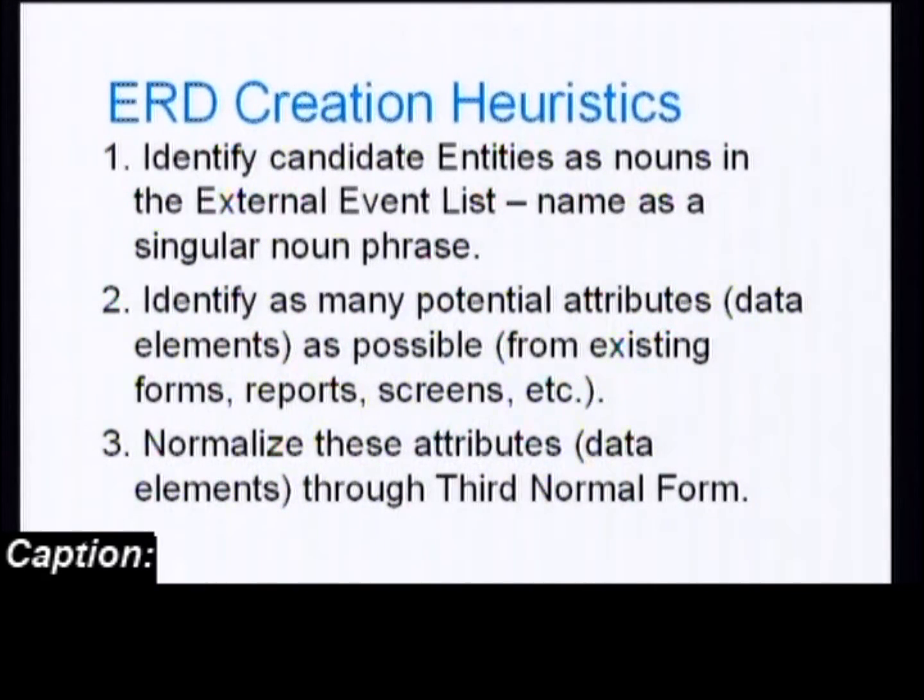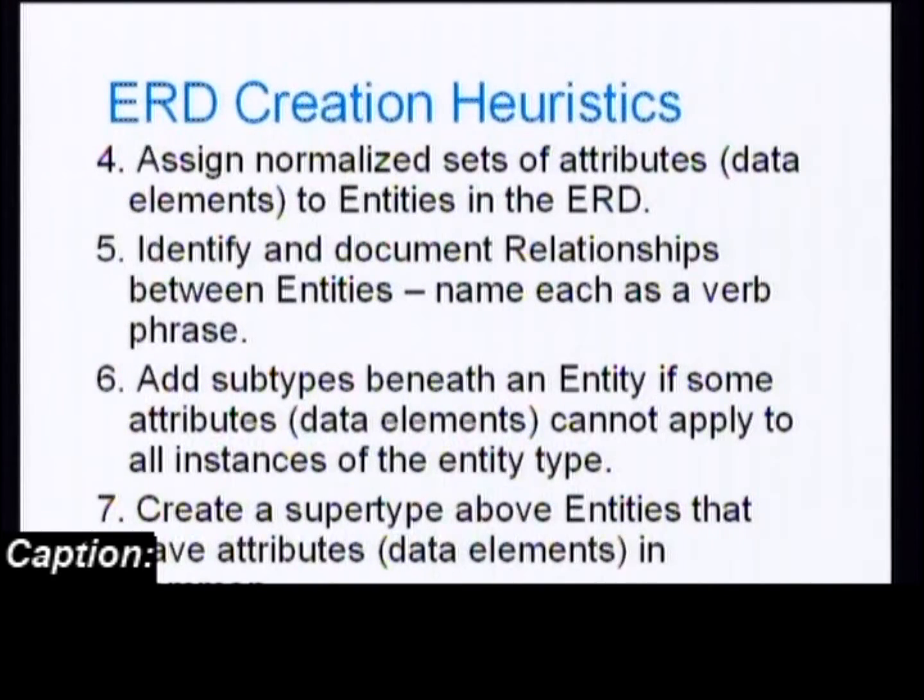We will then normalize these attributes, and again, we will talk about that in detail shortly, through what we call third normal form. We will assign normalized sets of attributes, data elements, to entities in the ERD. Then we will identify and document relationships between entities. Name each of these as a verb phrase. We will add subtypes, if there are any, beneath an entity if some attributes cannot apply to all instances of the entity type. We will create a supertype above entities that have attributes that are in common.